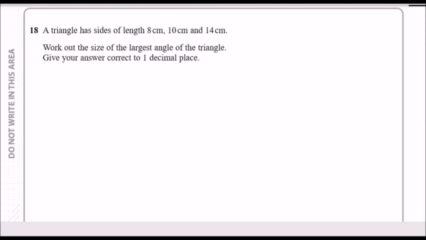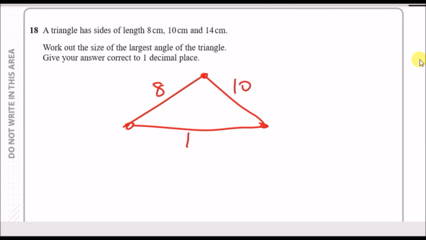Okay, question 18. A triangle has sides of lengths 8, 10, and 14. Let's sketch it out. It doesn't have to be perfect. So 8, 10, 14. Work out the size of the largest angle. Easy. The largest angle is always opposite the longest side because it's the side that stretches it out. Give your answer correct to 1 decimal place. Let's call this x for a second.